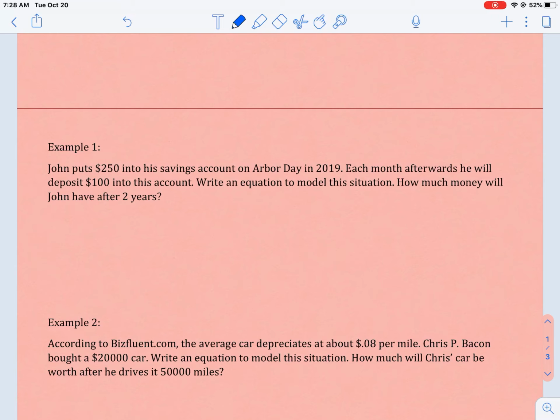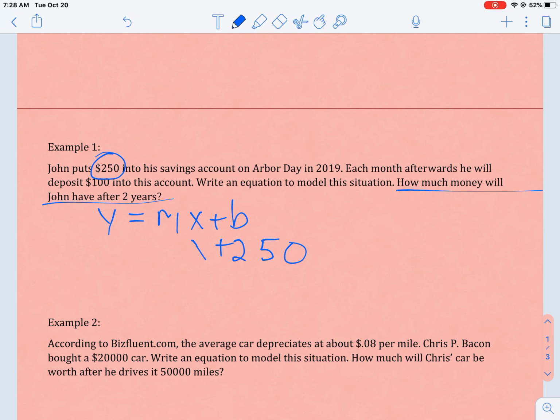So example 1, John puts $250 in his savings account on Arbor Day in 2019. Great. Each month afterwards, he will deposit $100 into this account. Write an equation to model the situation. How much will he have after 2 years? So again, I'm going to have y equals mx plus b, right? That's how I'm always starting. He deposited $250 in the savings account. So that would be how much he started with, okay?